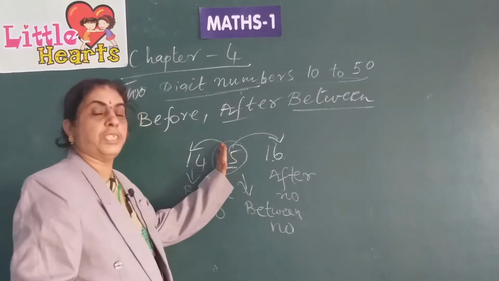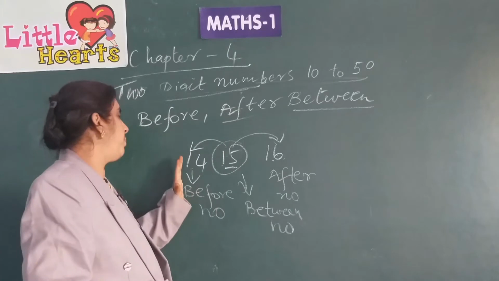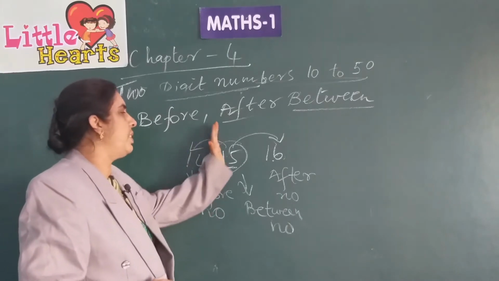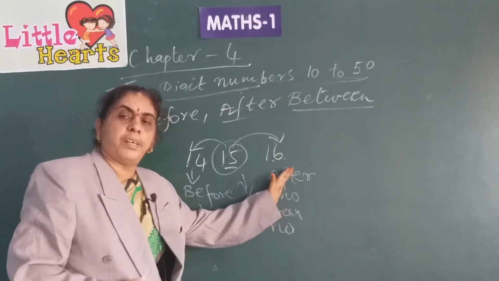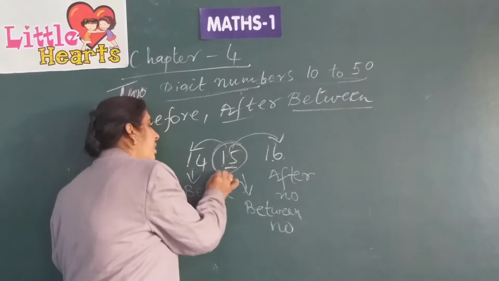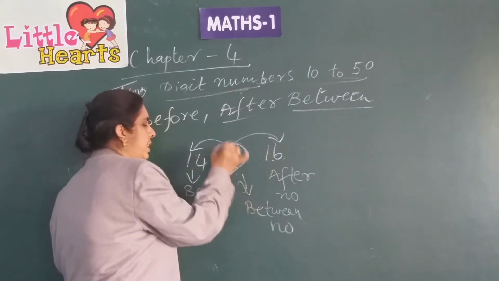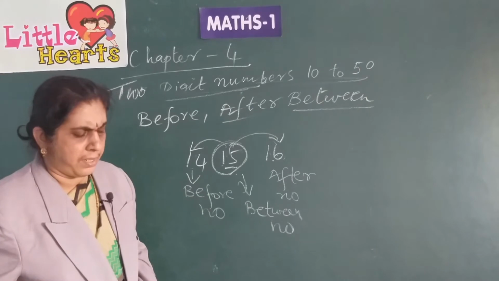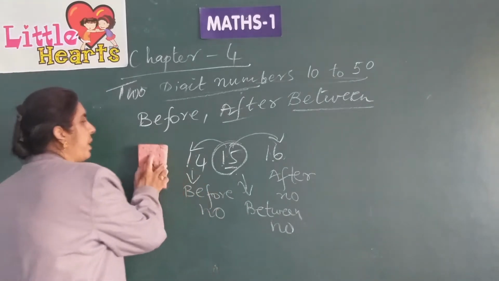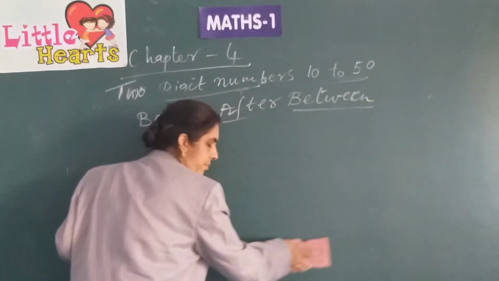A number which is to the left of the given number is the before number. A number which is to the right of the given number is the after number. And a number which is in the middle of the given two numbers is the between number. Let us go with the exercise now. Write the before numbers.